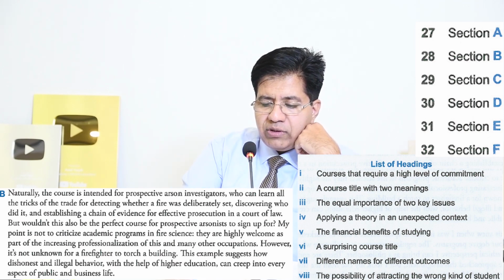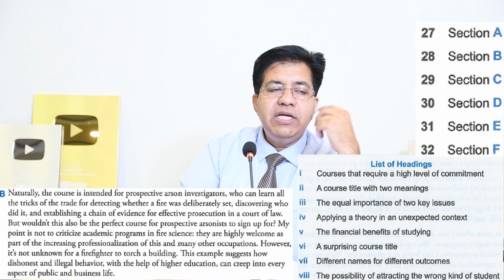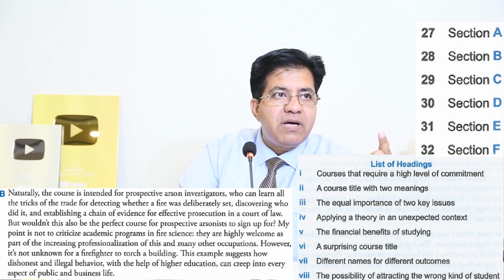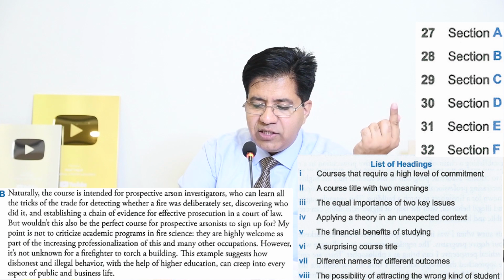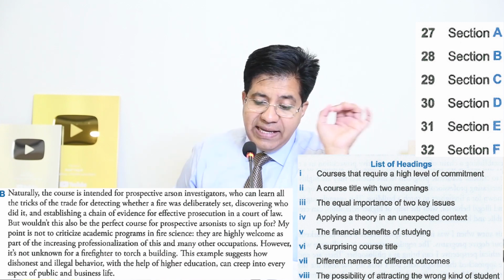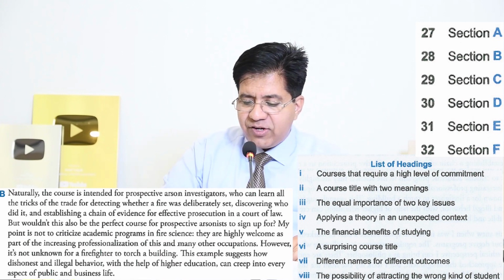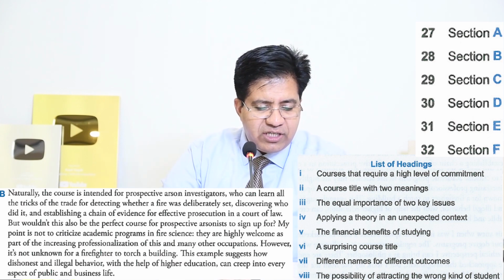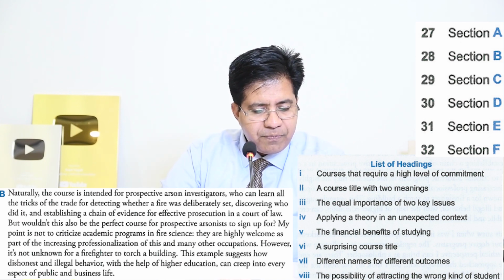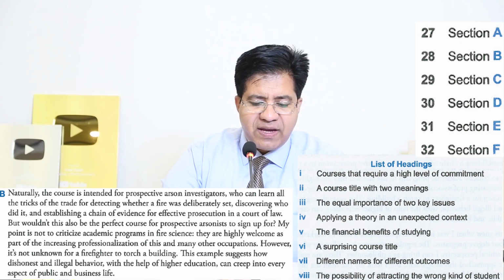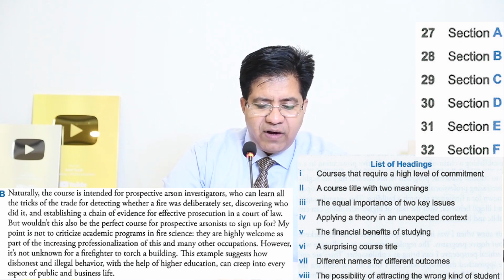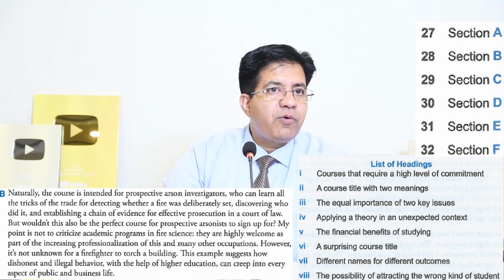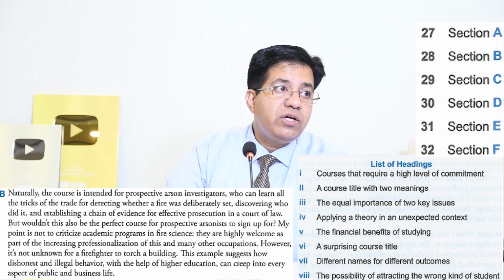Heading number 2 is course title with two meanings. They did not talk about the meaning of the course title. They talked about the type of people who can be attracted to this course. Heading number 8, possibility of attracting the wrong kind of people. Come back. What is the word for wrong kind of people? But wouldn't this also be the perfect course for prospective arsonists? So prospective arsonist is the wrong type of people.